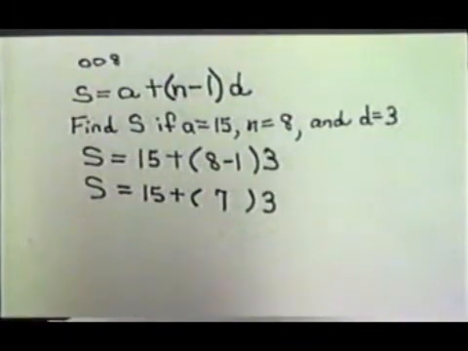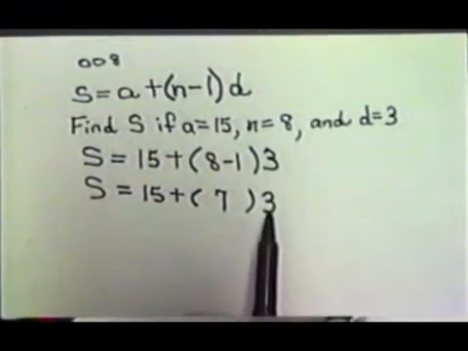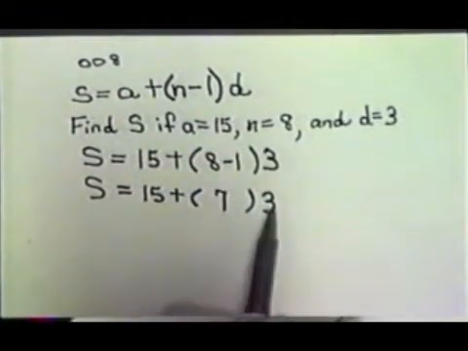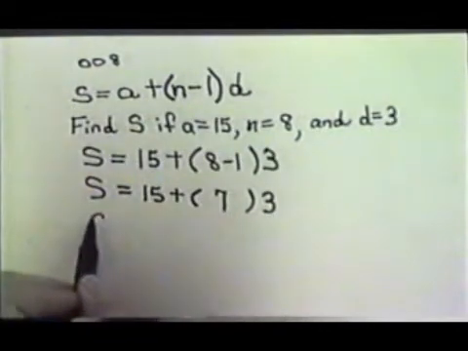Second rule says to do exponents. I don't have any exponents, so I go to my third rule. Third rule is to multiply and divide from left to right. Well, I do have some multiplying. Since this 3 is written right up against the parentheses, it means to multiply. So that's what we want to do next.